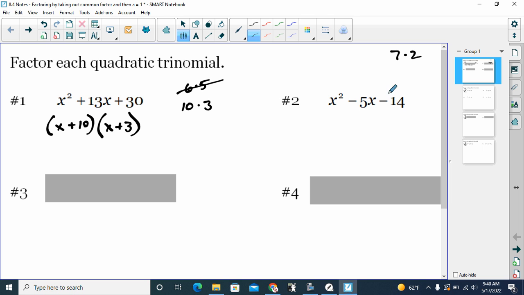We need to try to multiply to negative 14. So one number is positive and one number is negative. If they multiply to a negative, I've got one positive and one negative. Adds up to negative 5. So the bigger number needs to be the negative one. So negative 7 plus 2 does give us negative 5. Negative 7 times 2 does give us negative 14. So our factors are x minus 7 and x plus 2.